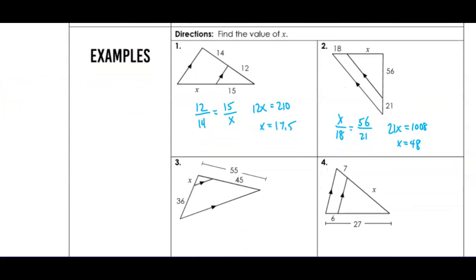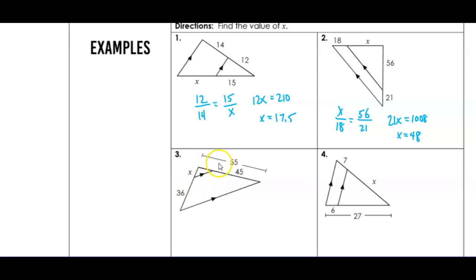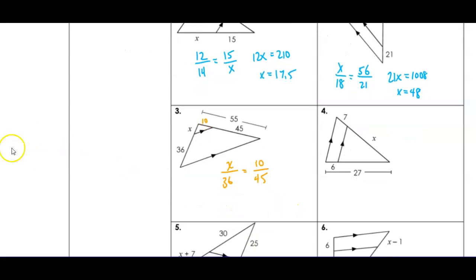Now, in exercise 3, there's an extra calculation that needs to be done. So in exercise 3, we have the total distance 55, we have the partial distance 45, so that must mean that there's 10 here. And once you've done that, then you can just go back and set up your ratios again. x over 36 equals 10 over 45. All right, so that would give me 45x, and it would give me 360. So if I divide by 45, I get x equals 8.